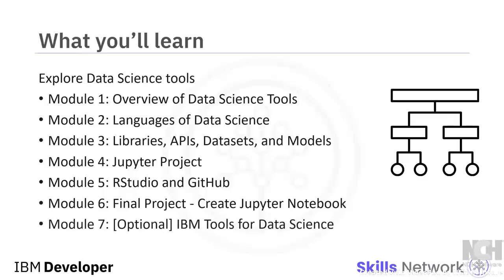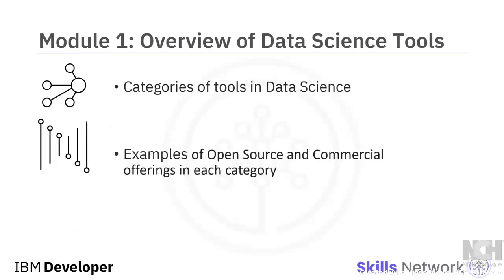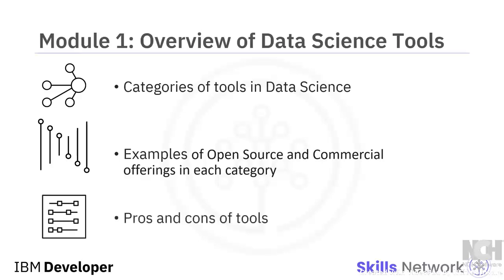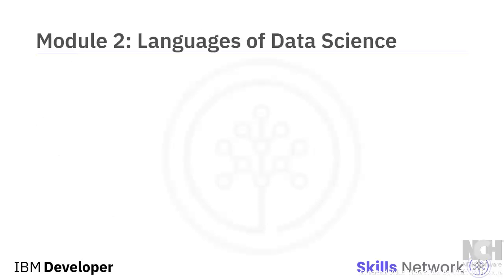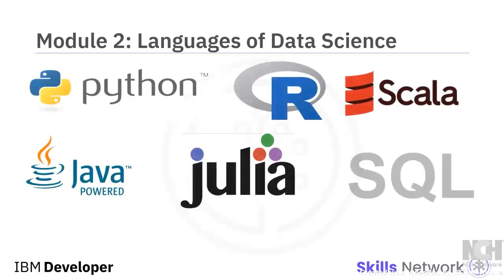Let's now get some insight into what each module offers. In Module 1, you will learn about the different categories of data science tools and examples of open source and commercial offerings in each category. In addition, you will learn how the tools overlap in functionality and what their pros and cons are. Module 2 will give you an overview of the commonly used languages that are available in data science, like Python, R, Scala, Java, Julia, and SQL, and what they are used for.